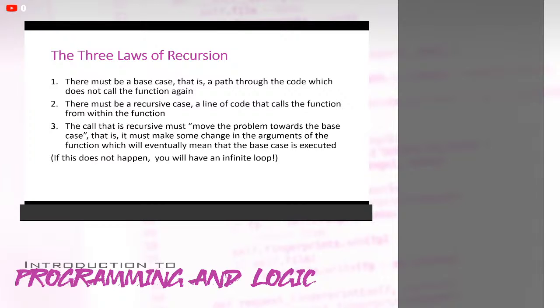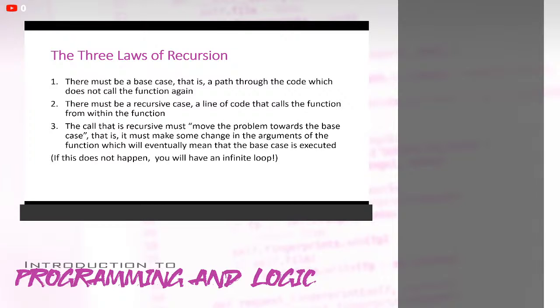There must be a recursive case, which is a line of code that calls the function from within the function. So we're calling a function inside of itself. When it hits that function call, it's going to jump back up to the top of the function and start running that same function again. And your recursive function call has to iterate.